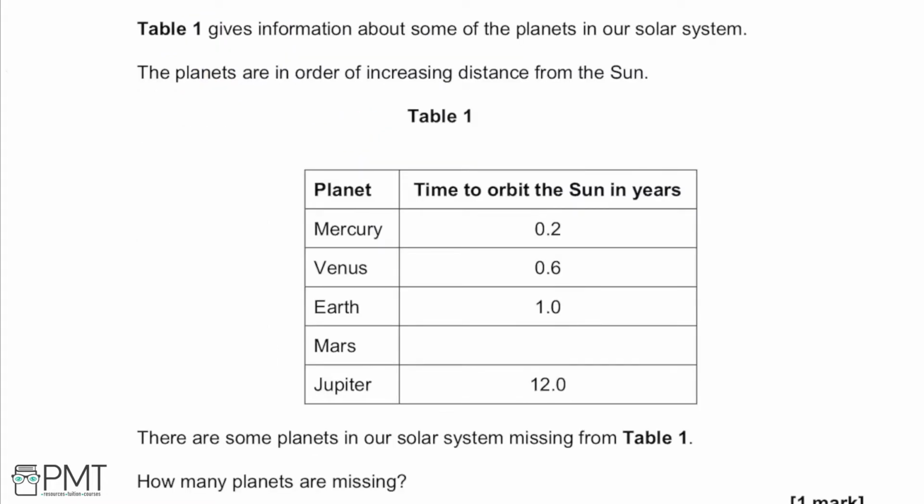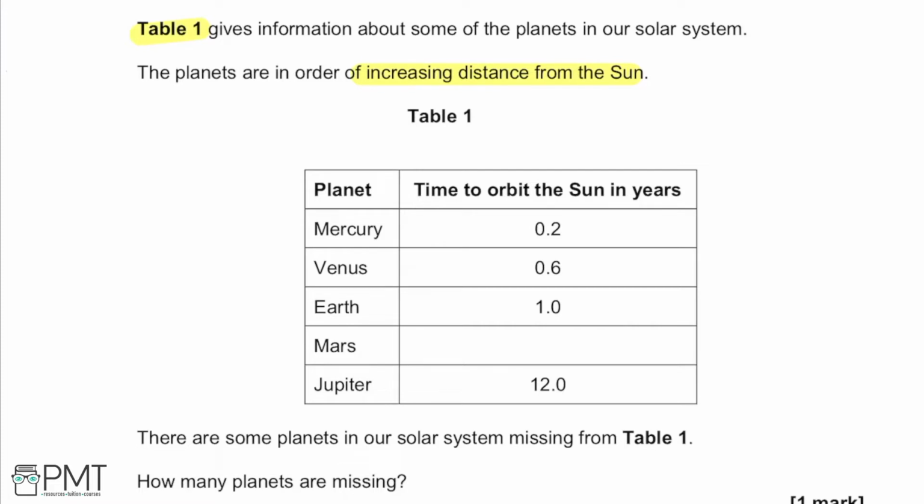So then in this part of the question, we're given a table which gives us information about some of the planets in our solar system. The planets are in order of increasing distance from the sun. So when it comes to a question like this, I like to make sense of the table before I get into the main chunk of the question and just understand what it's showing us and what it might be asking.